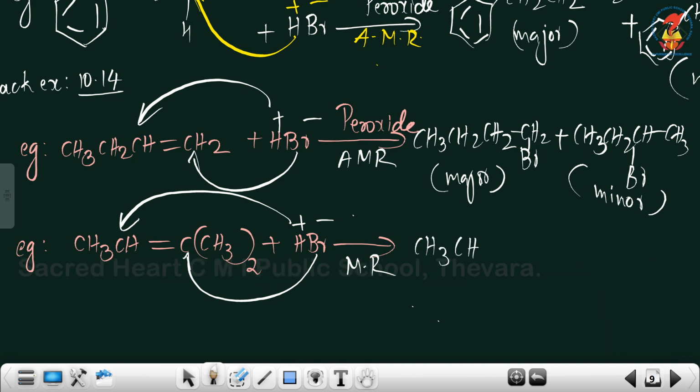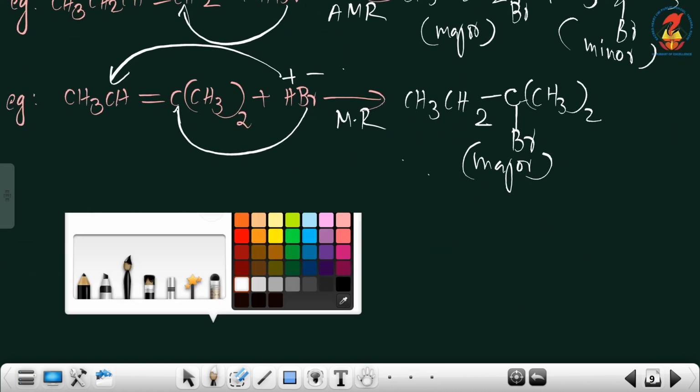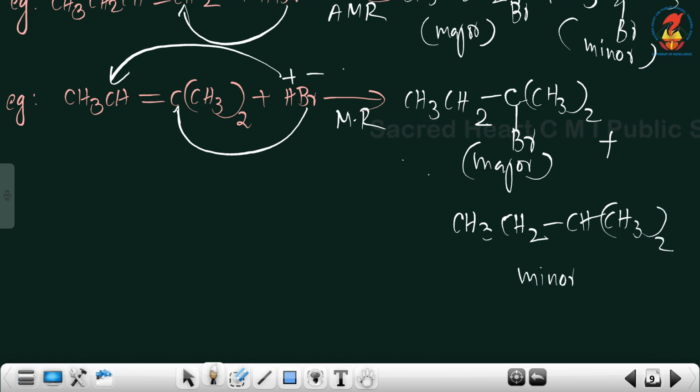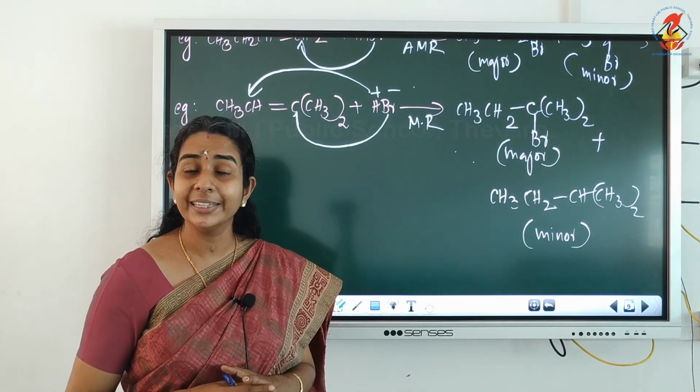So CH will become CH2 single bond CBr CH3 twice as major, and the minor product will be CH3 CH CH2 single bond CH CH3 twice as minor product. So this is about the preparation of alkyl halides from hydrocarbon, that is alkene.